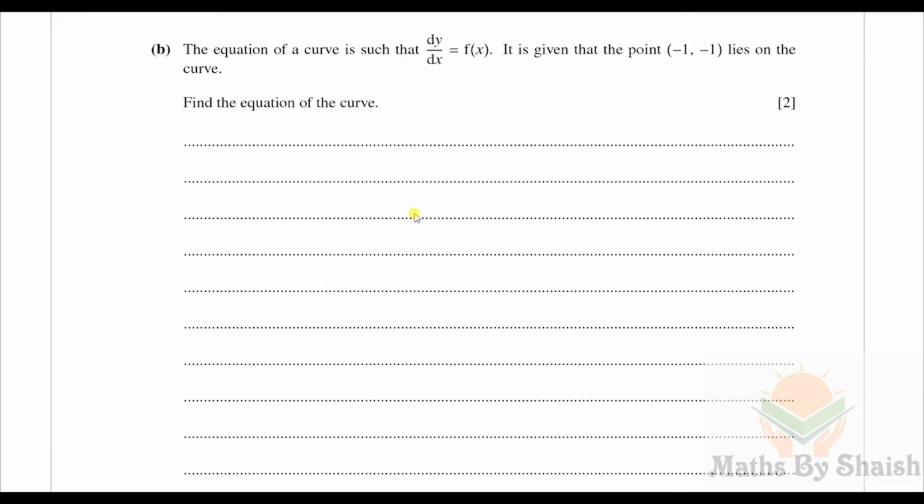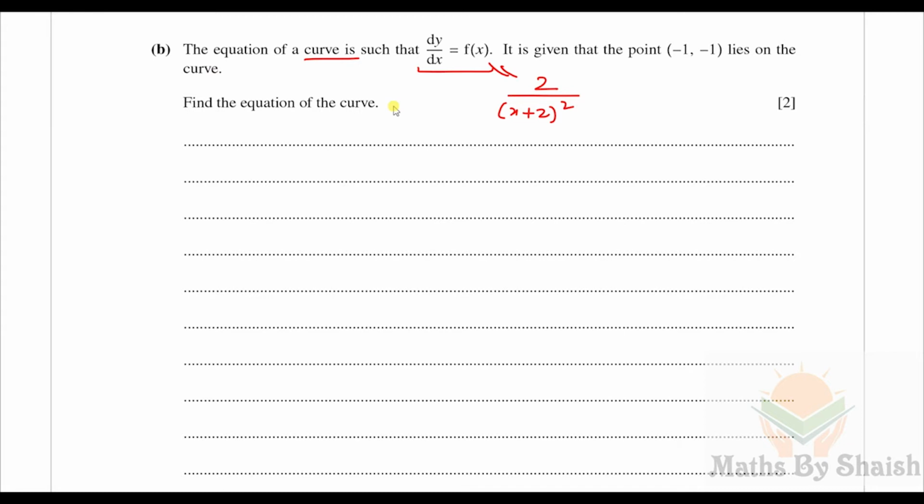B part, the equation of a curve is such that dy over dx is equal to f(x), and this f(x) is given as 2 over (x plus 2) whole square from the previous part. It is given that (minus 1, minus 1) lies on the curve. Find the equation of the curve.